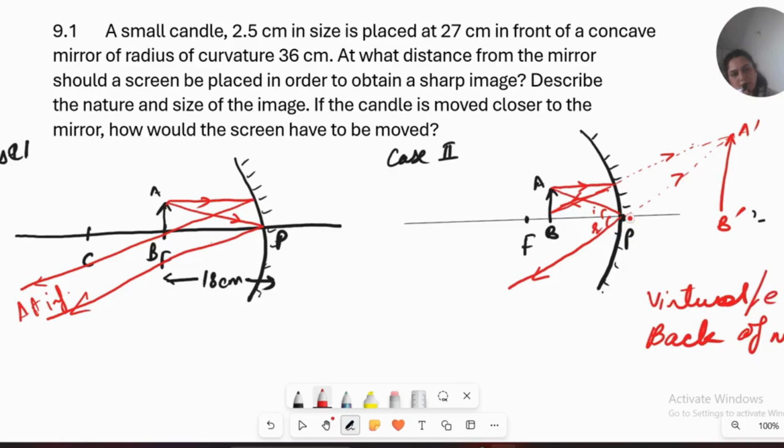Virtual and erect, you have to write. And the position will be at the back of the mirror and it will be magnified. In the first case, we cannot really tell about the magnification, but the image will be formed at infinity. You have to write that.